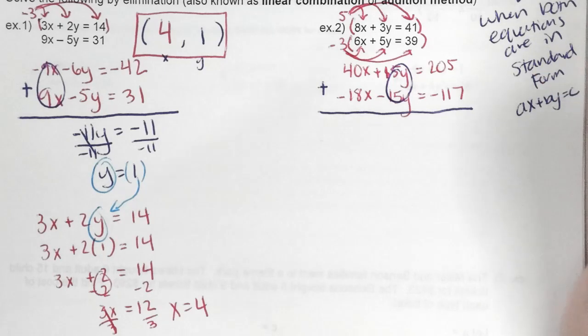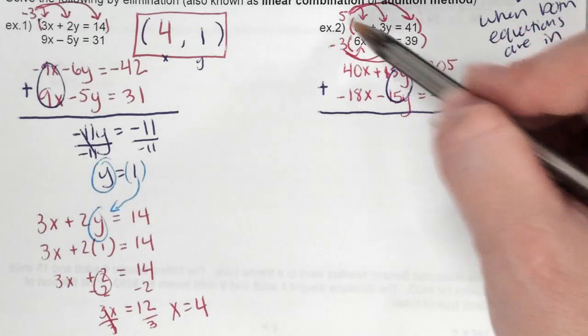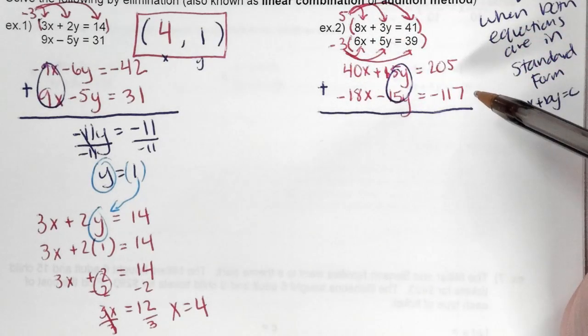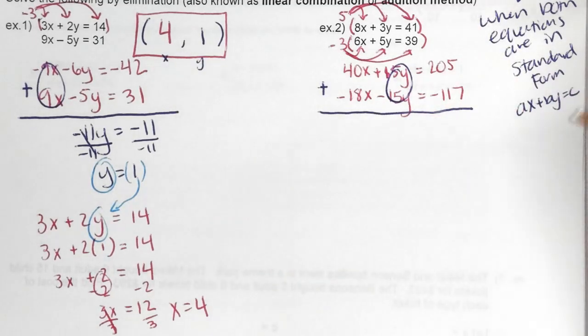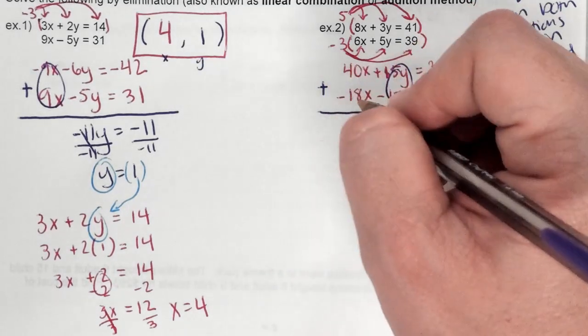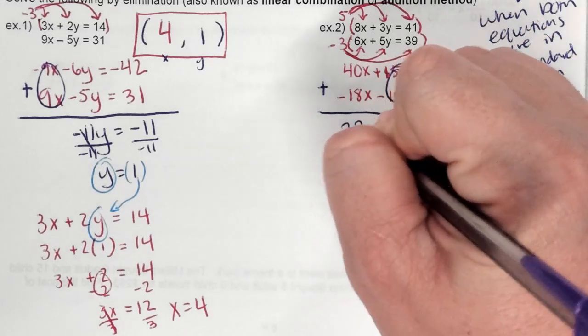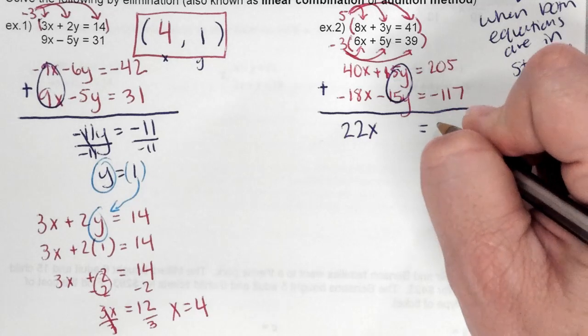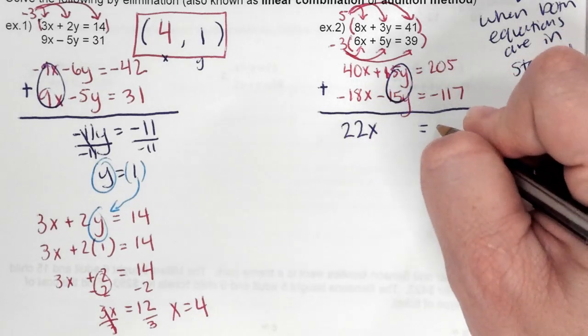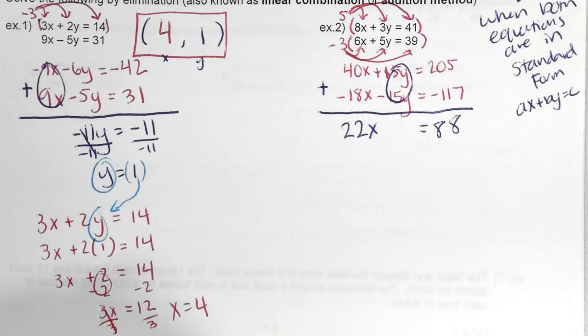Yeah, you have to have a positive and a negative, or they don't cancel. Sometimes you're just multiplying them by each other, but not always. Like on the first one, we weren't. Okay, so 40x plus negative 18x is 22x. That's zeroed out. And 205 plus negative 117 is 88.